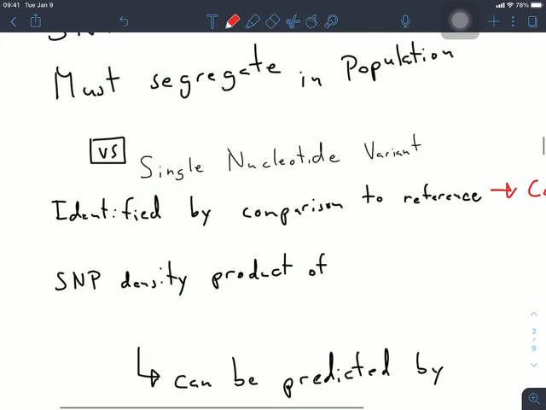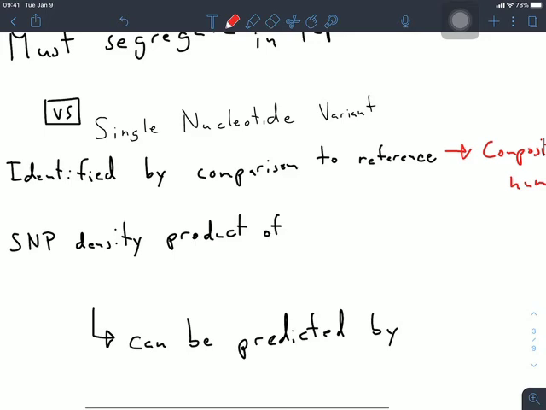Now, SNP density varies across the genome because SNP density is a product of a couple of different things. So I'll take a moment here to ask you this question. What are the forces that will determine SNP density in the genome? I'm looking for the three things that are most likely to impact SNP density.